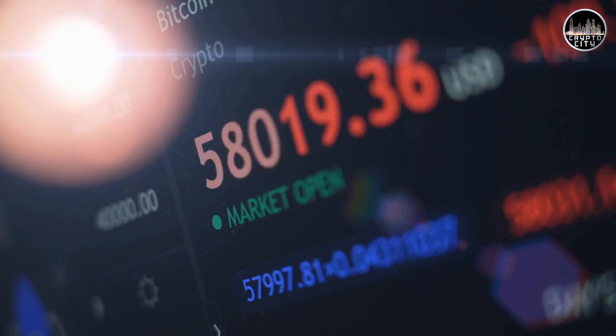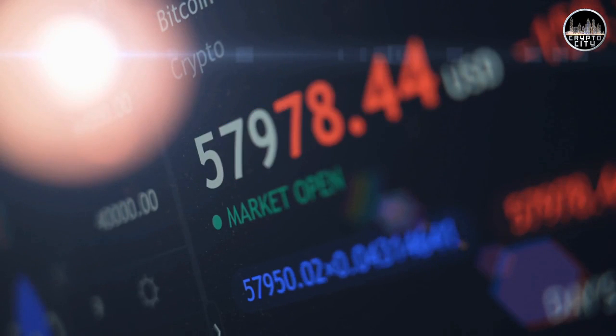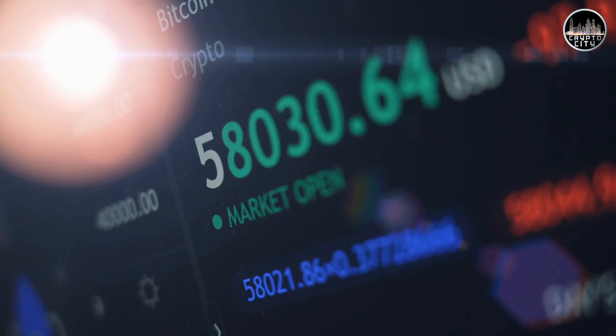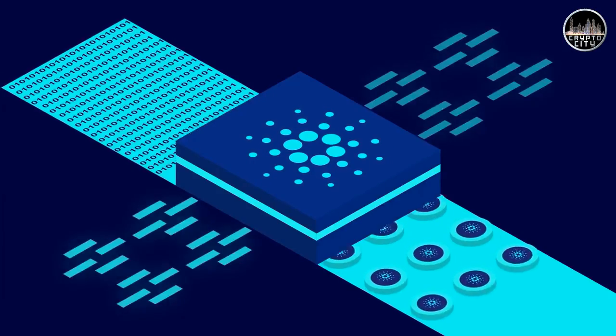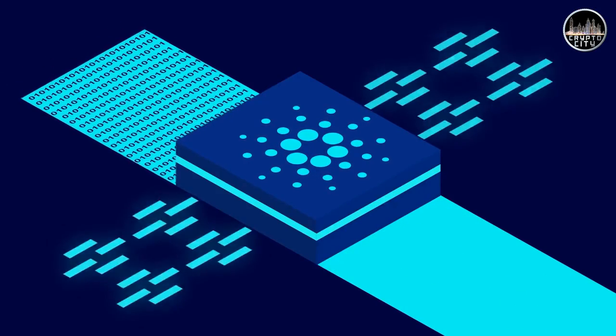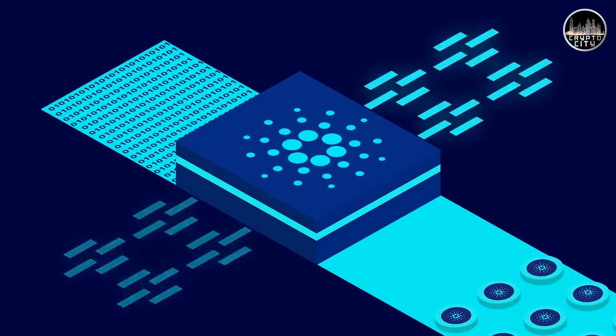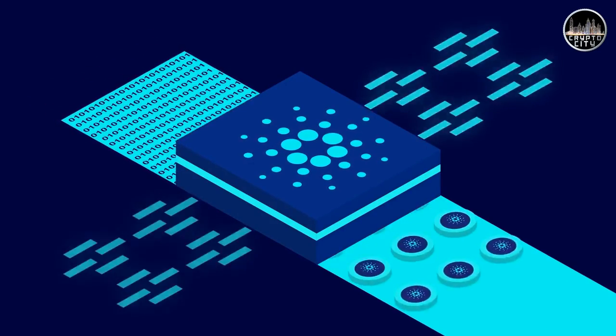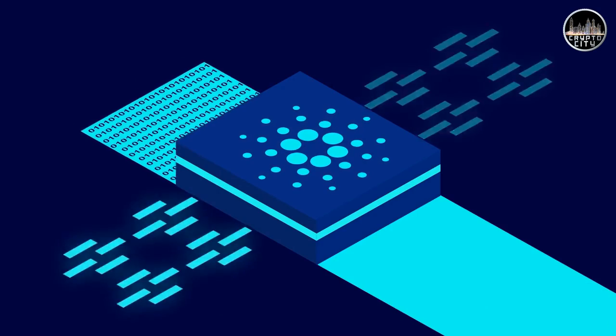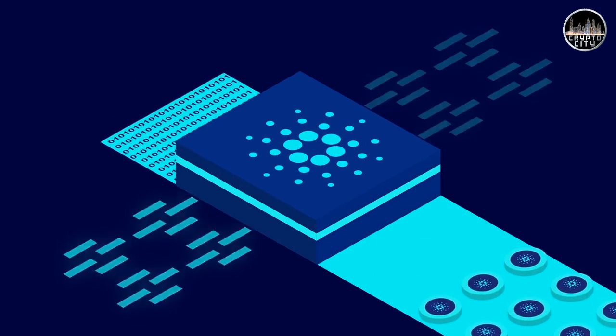Polygon, MATIC. Polygon is a project that is designed to reduce cost and improve the speed of transactions on Ethereum. It can be thought of as a high-risk-to-reward Ethereum play, with a destiny solely based on the success of the Ethereum blockchain, currently ranked in the top 10 cryptocurrencies by total market capitalization.